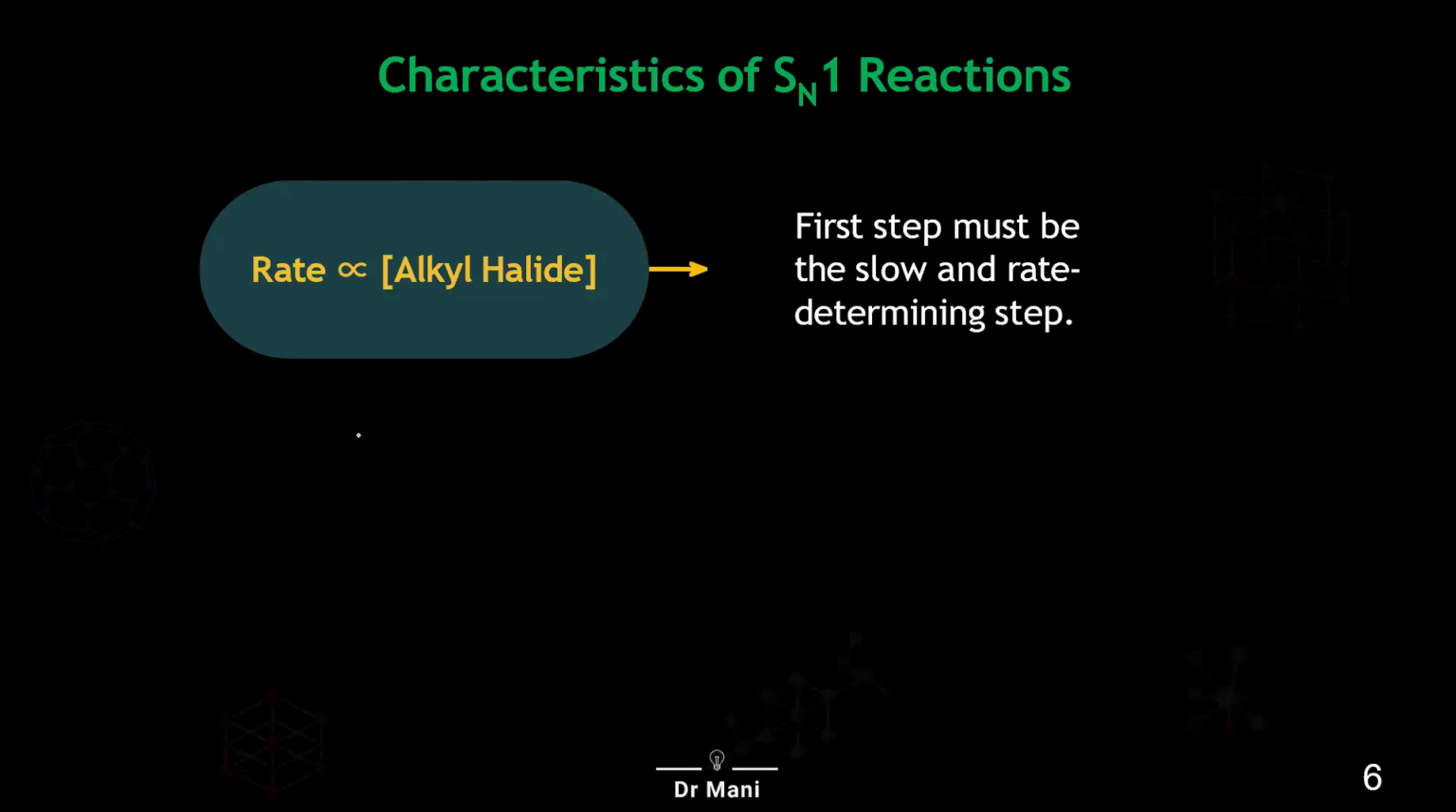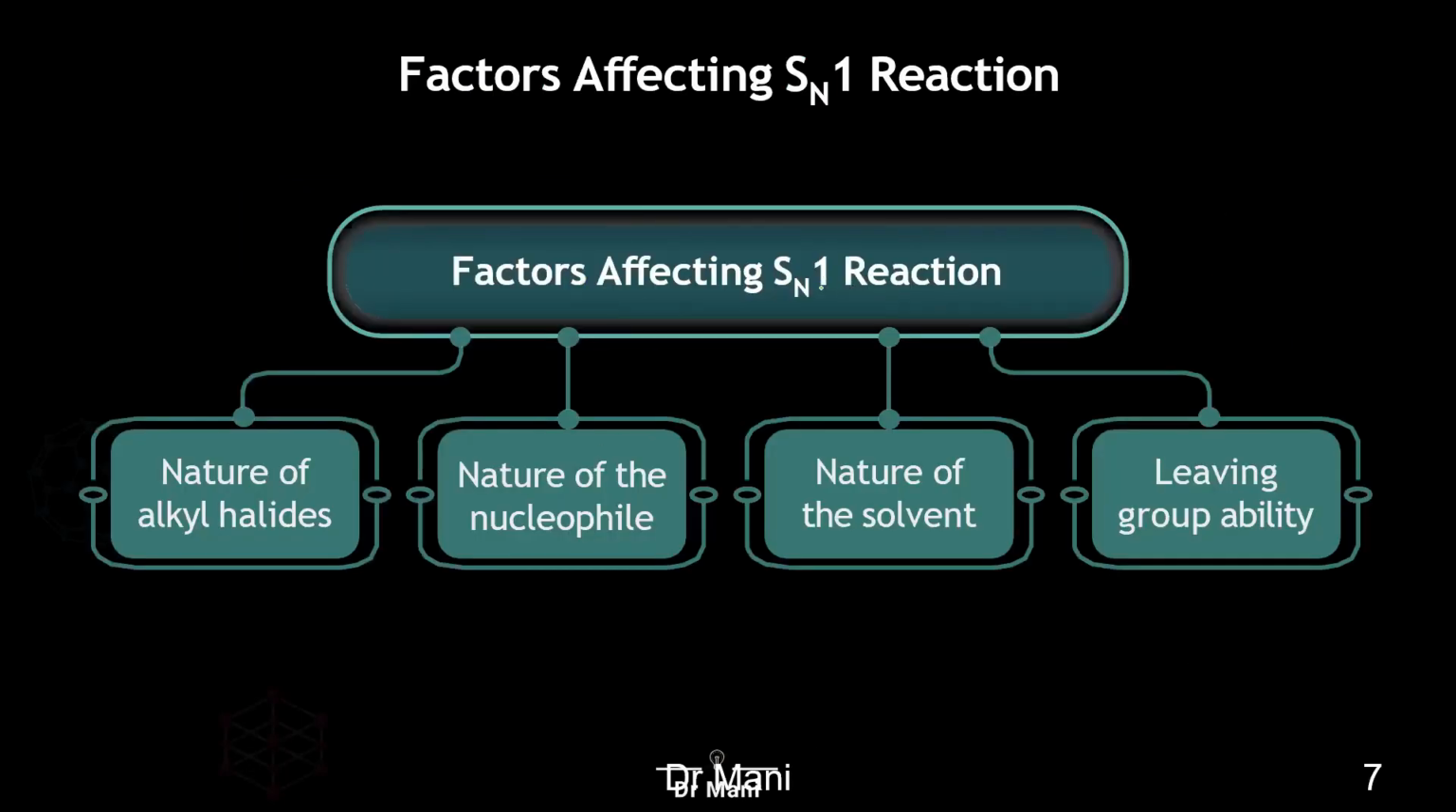So next one. For the rate of alkyl halide, the first step must be the slow, rate determining step because it is very slow. It can change the reaction rate, whether it happens very fast or very slow, so all this will determine it. Remember the factors affecting the SN1 reaction: nature of the alkyl halide, nature of the nucleophile, nature of the solvent, and leaving group ability. All these we have seen. So how do they change?